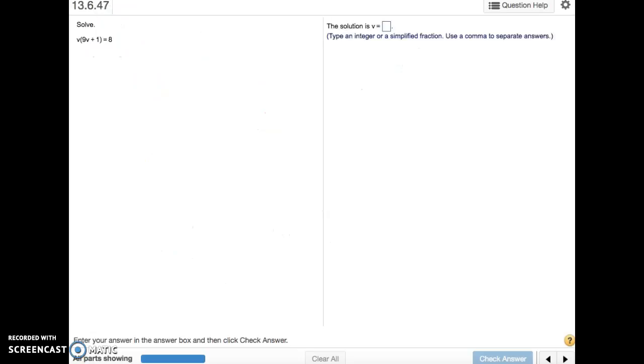And this is the last example for today. It looks like it might be a little bit easier because this side's already been factored. However, it's not equal to 0. So this isn't going to help. I'm going to have to get it equal to 0, which is going to require me to distribute this out. So I get 9v squared plus v equals 8. And then I have to move my 8 over. So 9v squared plus v minus 8 equals 0.